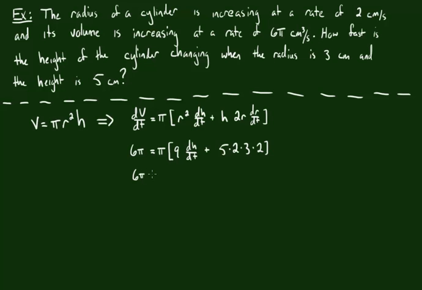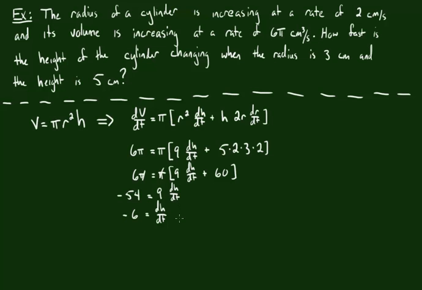And so we know that 6 pi is equal to pi times 9 dh/dt plus 5 times 2 is 10, and 3 times 2 is 6, so this is 60. There we go. So this is pretty good. Let's go ahead and divide out by pi. What we're trying to do is get dh/dt by itself. We're trying to solve for dh/dt. So we're going to subtract 60 from both sides. And after we've subtracted 60 from both sides, we just divide by 9, and we get negative 6 is equal to dh/dt. Now we've done the math, and now we have to interpret this.